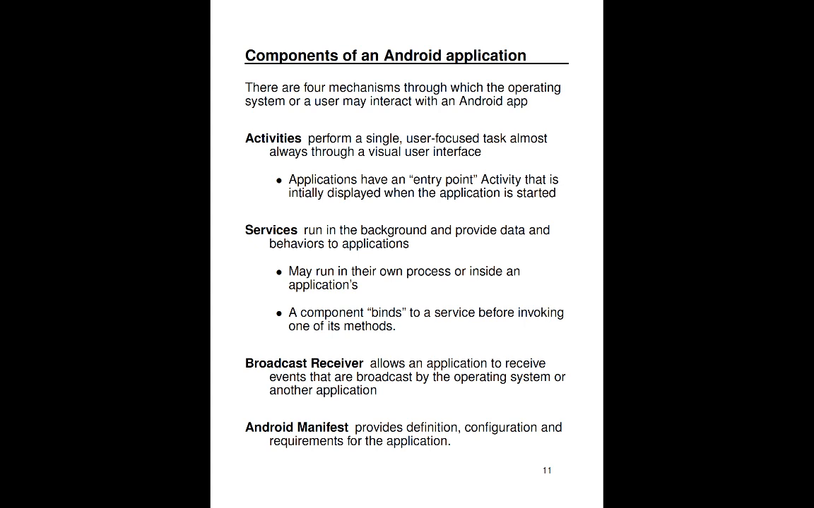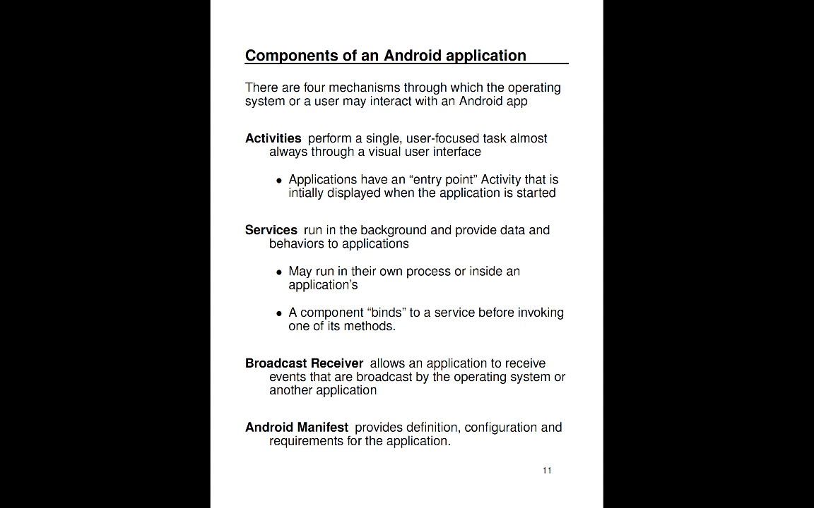Another mechanism for interacting with Android apps is something called a broadcast receiver. This is a facility that allows an application to receive events that are broadcast either by the operating system or by another application. So this is things like alerts in your application. Android has specific support that allows clear and consistent communication between the application and the lower level operating system.